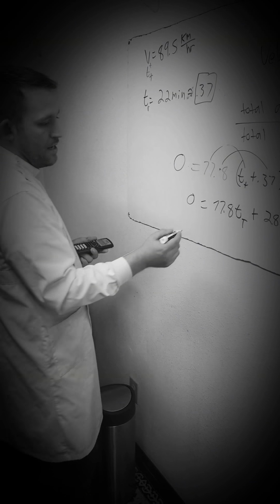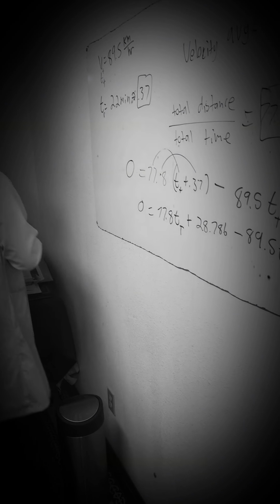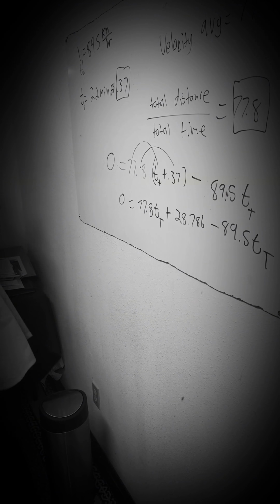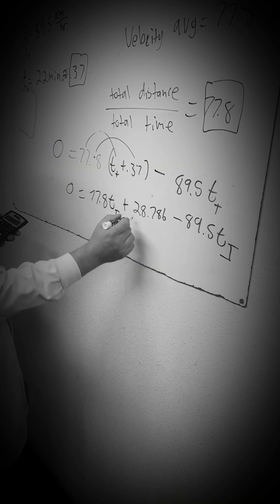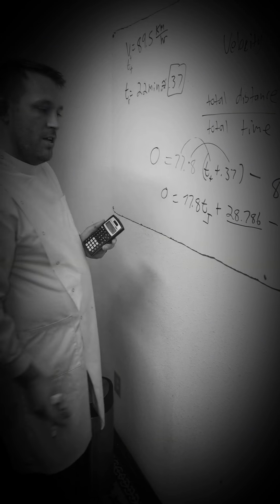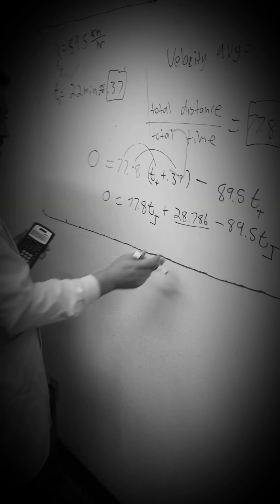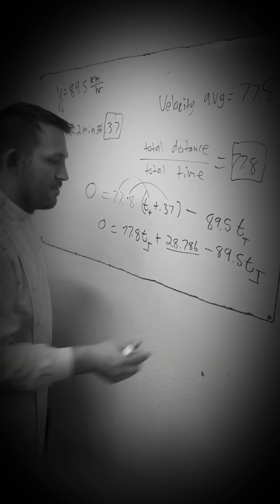Well, look at this. I should have done these in different colors to help everyone see a little better, but we now have a variable on two of them, and we have just a flat number by itself. Let's get that number out of there. If we get that number out of there, we can then extract t from both of those.